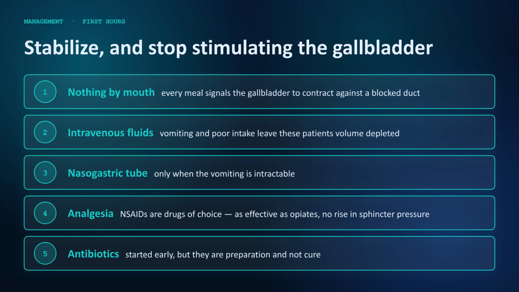So what do we do in the first hours? Nothing by mouth, to stop stimulating the gallbladder. Intravenous fluids, because these patients are volume depleted from vomiting and poor intake. A nasogastric tube only if the vomiting is intractable. Analgesia, and here's a small pearl: non-steroidal anti-inflammatory drugs are the drugs of choice for biliary pain. They work about as well as opiates, and they avoid raising sphincter of Oddi pressure. And antibiotics, which we will cover next.